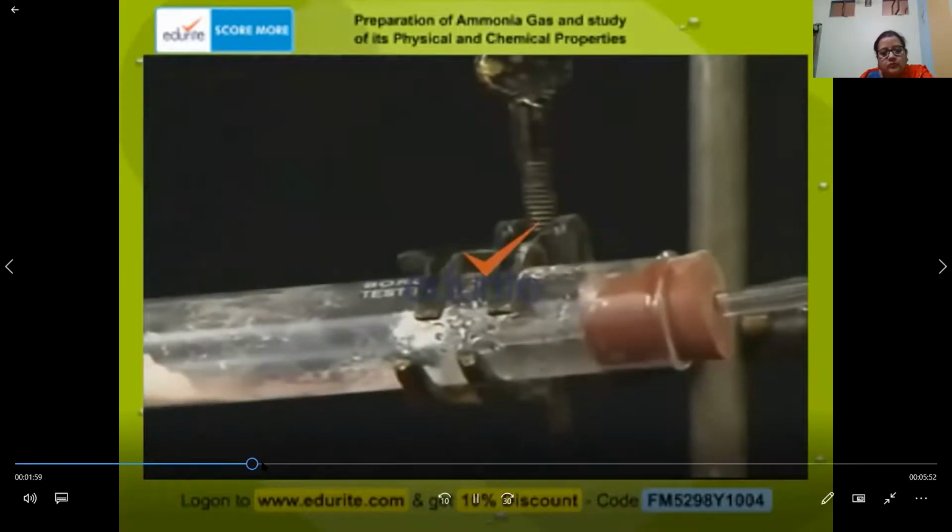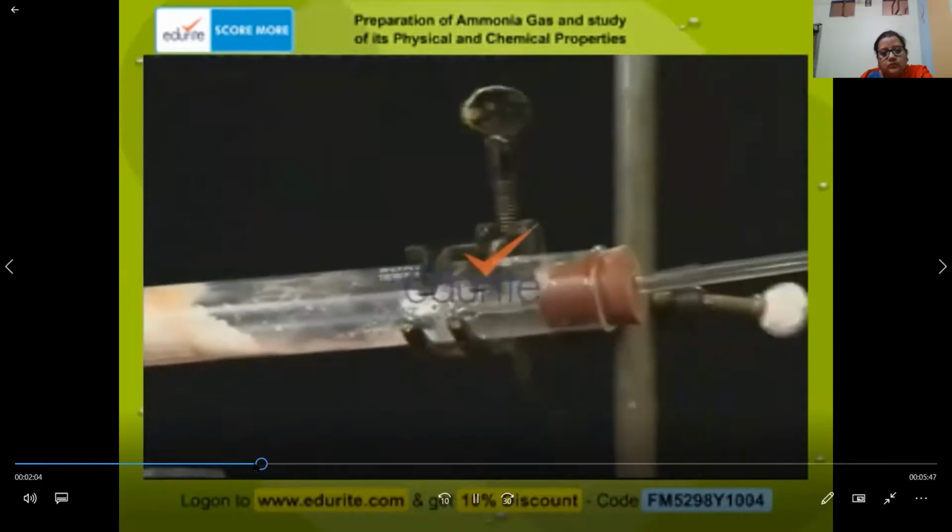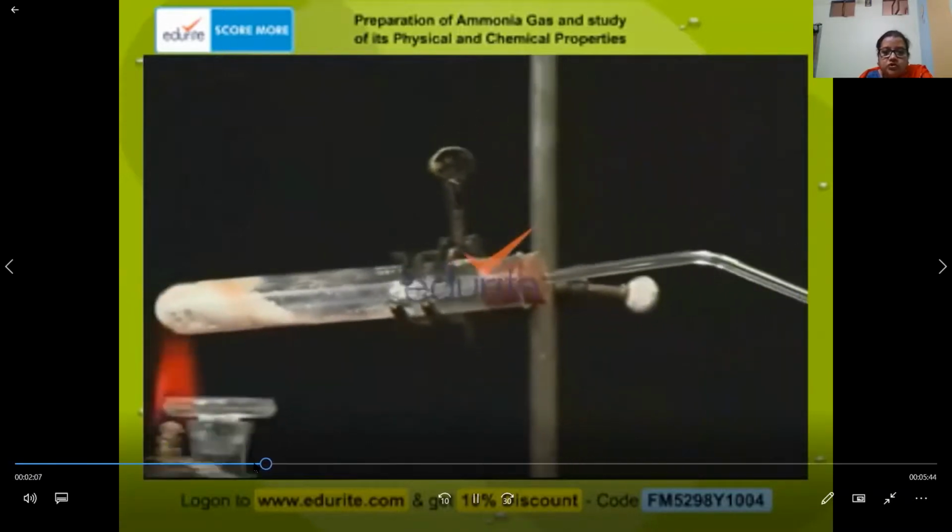For a quick preparation of ammonia, we can carry out the same experiment in a hard glass test tube. Let me show that to you. I have taken the reactant mixture in a hard glass test tube.